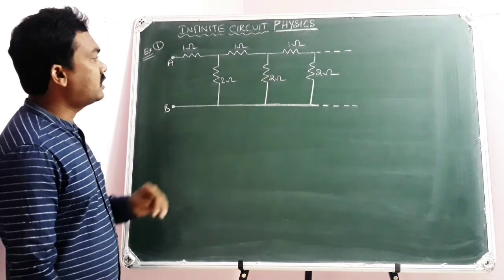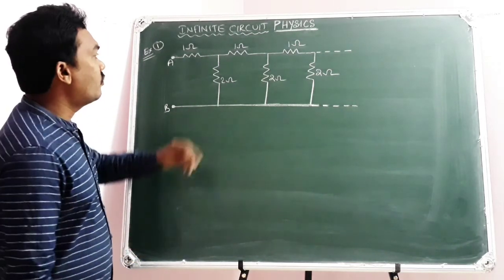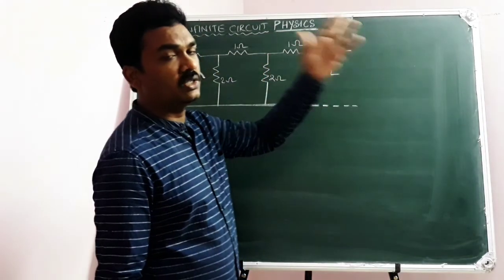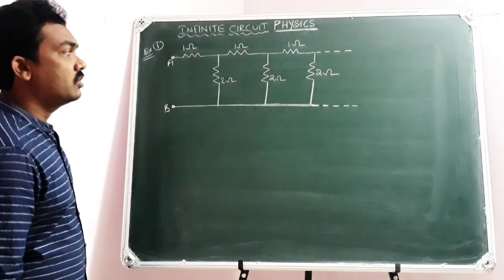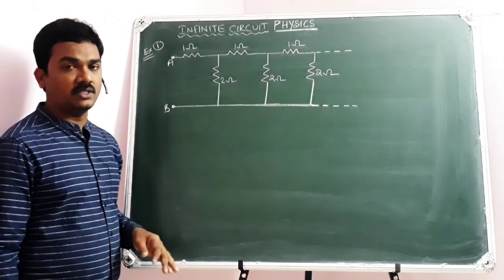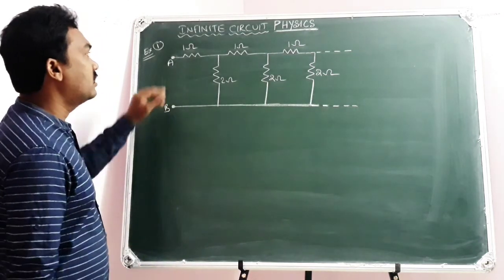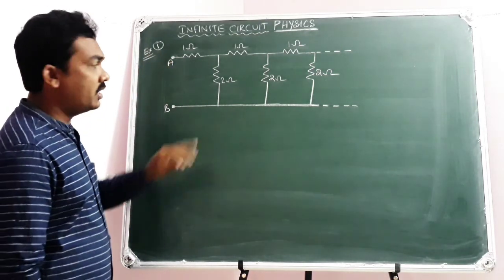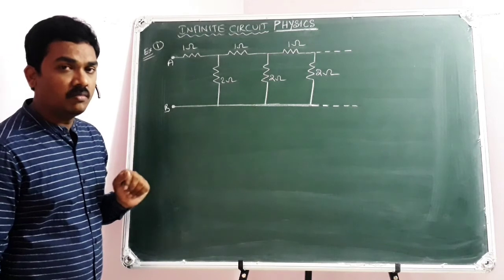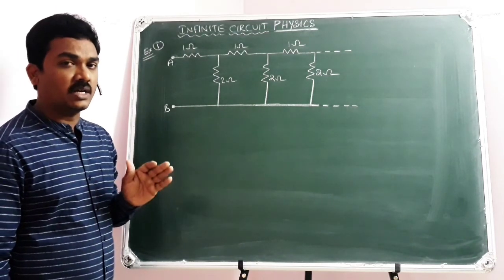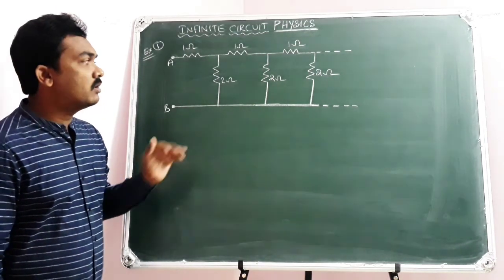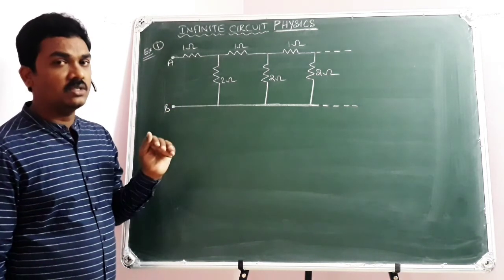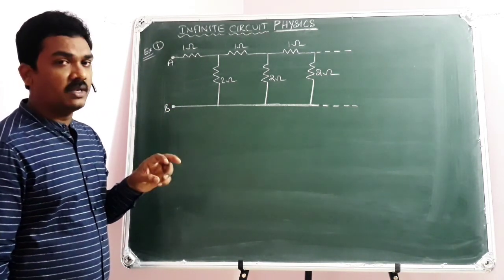Fine, look at this, the first example here. 1 ohm, 2 ohm, 1 ohm, 2 ohm, 1 ohm, 2 ohm, and the chain is going to continue. So this is a circuit of infinite resistors. Now your question is calculating the equivalent resistance across AB. What to calculate here? Equivalent resistance across AB.